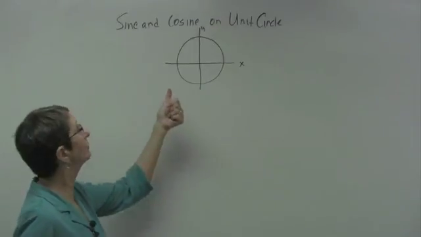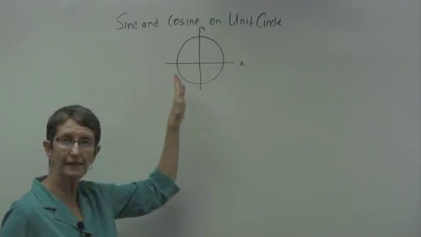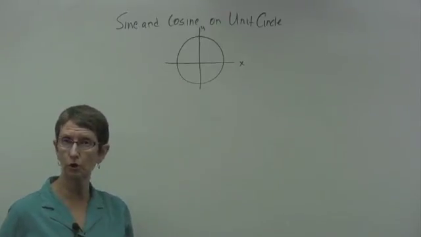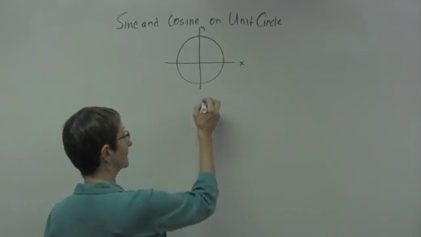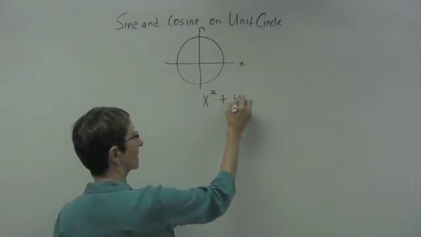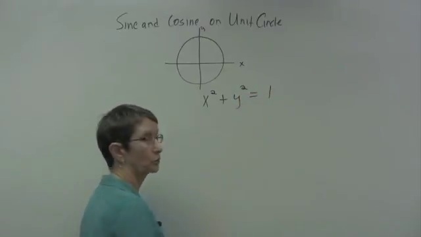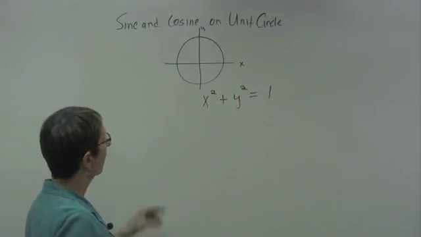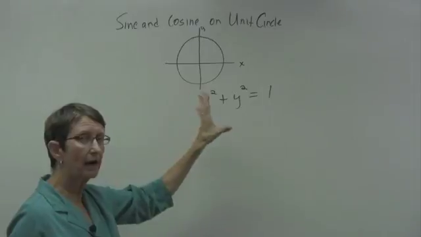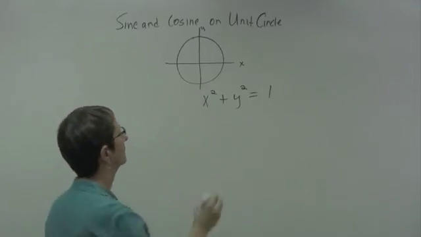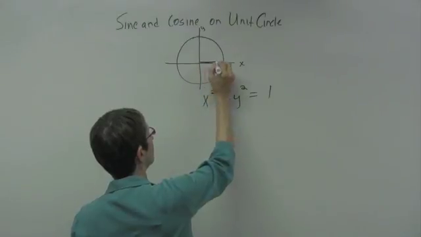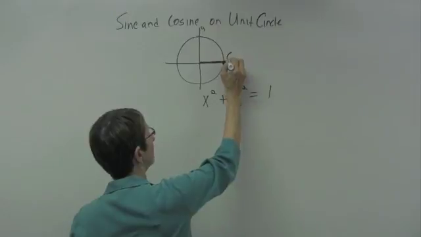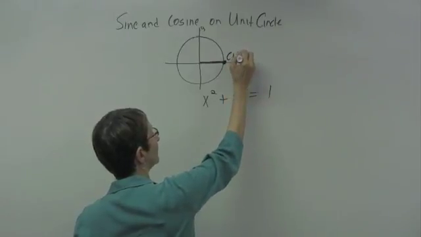Now let's see if we can take the sine and cosine and put them on the unit circle. Now remember, the equation for the unit circle is x squared plus y squared equals 1. And when you think about your x and your y, this is the unit circle, my x at this point is 1 and y is 0.